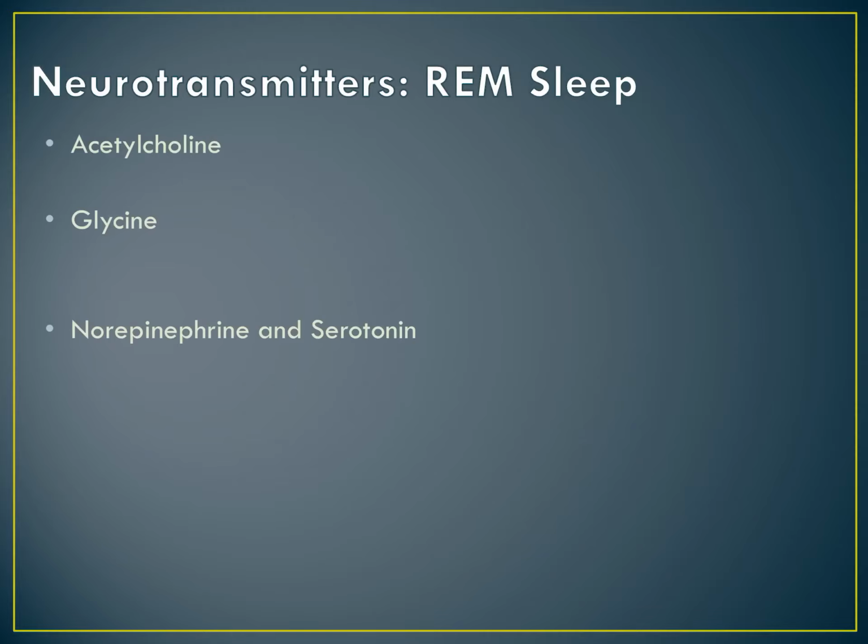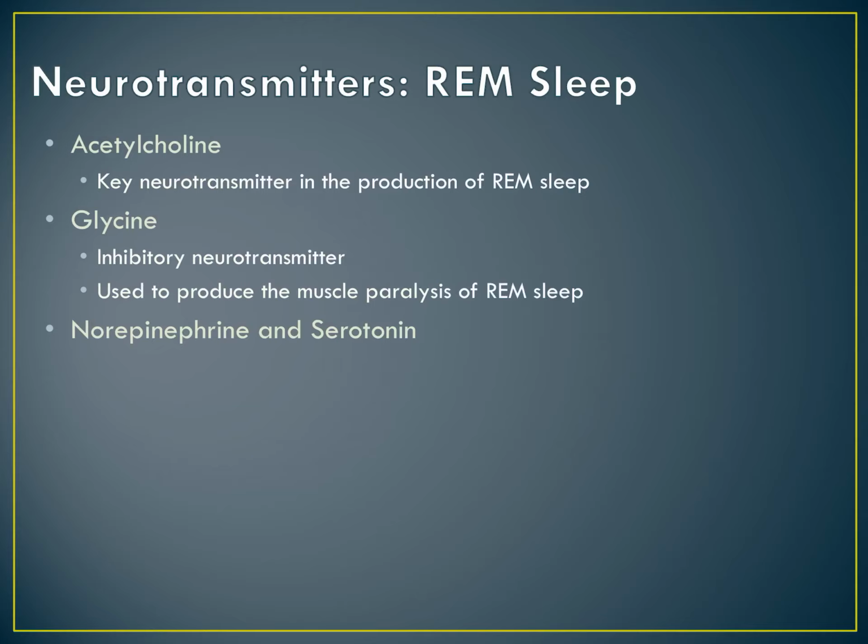Now, when it comes to REM sleep, we have acetylcholine, glycine, norepinephrine, and serotonin. Remember, a lot of these were actually important for wakefulness. So these are the same neurotransmitters. We're just seeing them do different things in different types of sleep. In REM, or rapid eye movement sleep, acetylcholine is important for the production of this type of sleep. Glycine is known as an inhibitory neurotransmitter. This is important for us to experience that muscle paralysis that we see during REM sleep.